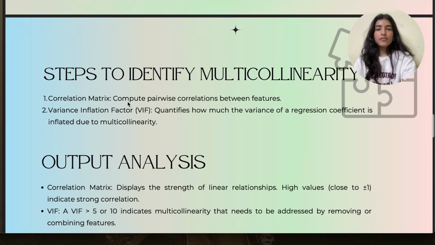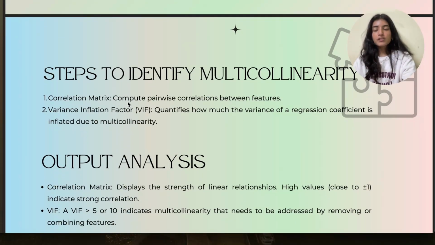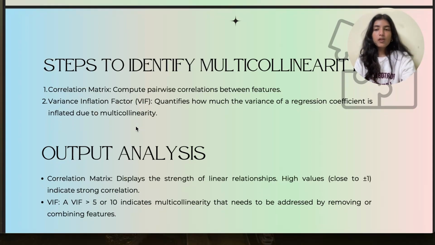Then we have steps to identify multicollinearity. First, compute the correlation matrix. Start by calculating the pairwise correlation between all features. A value near 1 or minus 1 means strong correlation. Then we check the variance with the variance inflation factor. A VIF greater than 5, or sometimes 10, is a clear warning sign.